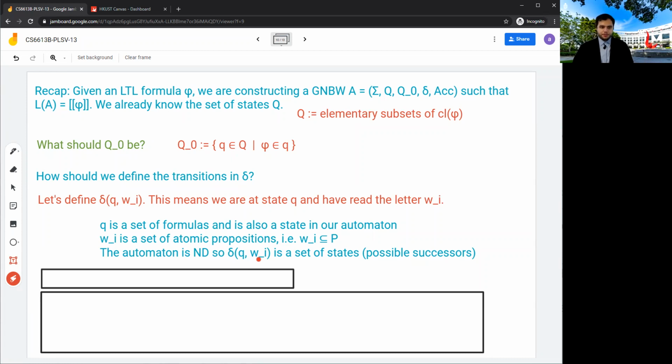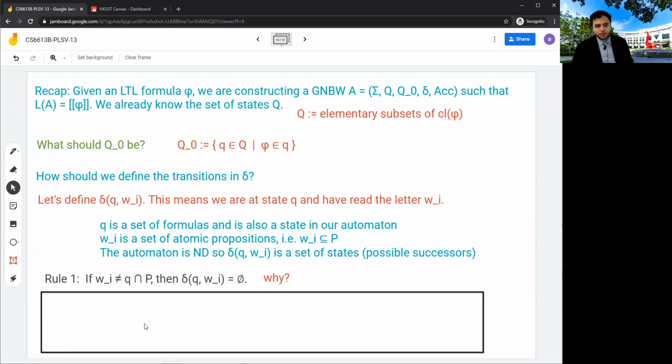Okay. Let me give you a rule first, and this is the first rule. My first rule is that I go into the set of formulas in Q, and I look for formulas that are just atomic propositions. And I say that the atomic propositions in Q should be exactly equal to Wi, the letter that I have just read. And if they were not equal, I just reject. So I don't have any successor state.